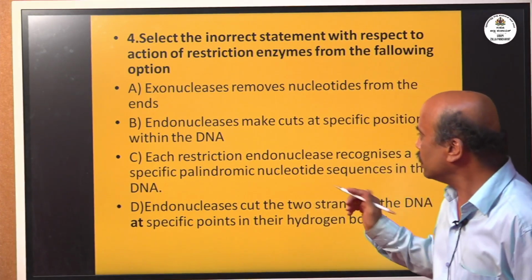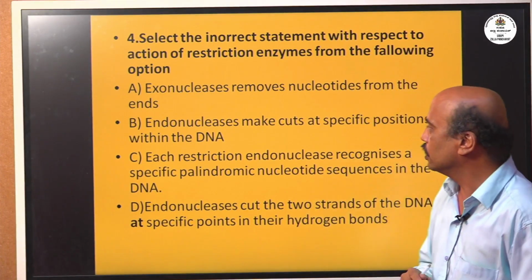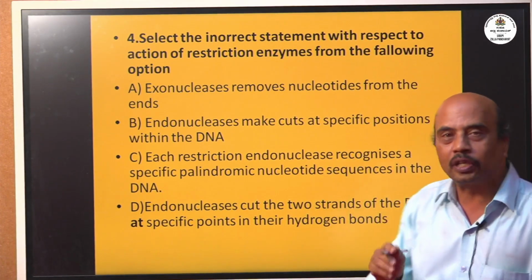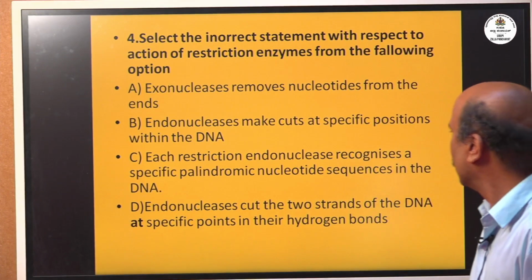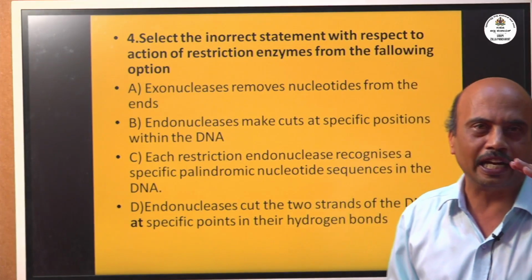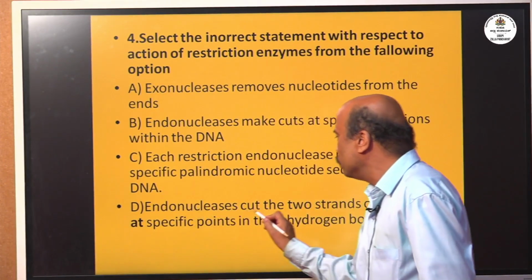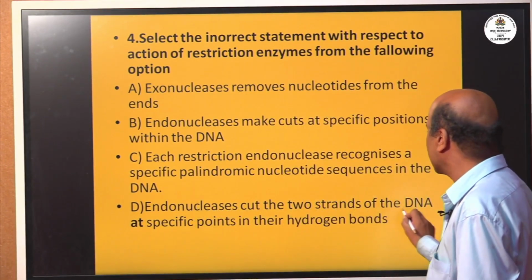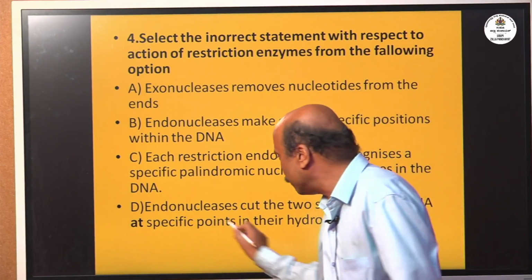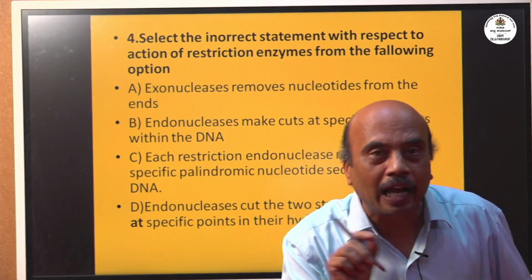Next, each restriction endonuclease recognizes specific palindromic nucleotide sequences in the DNA. That is also exactly right. So the first three statements are right. Then we come to D. Endonucleases cut the two strands of DNA at specific points in their sugar phosphate backbone.